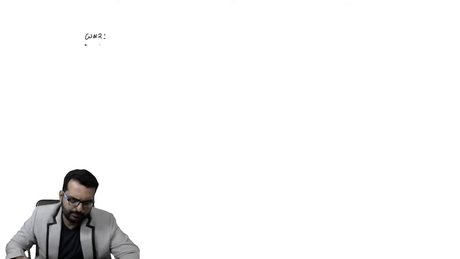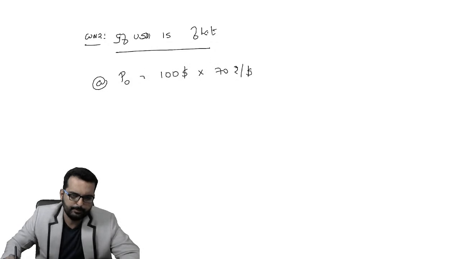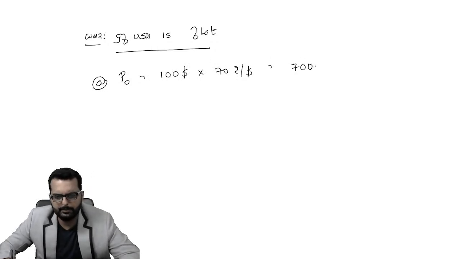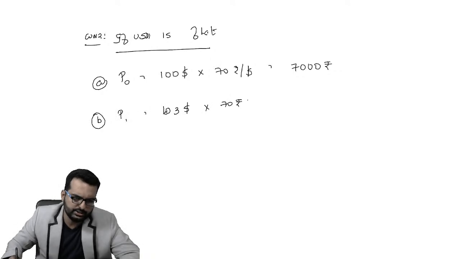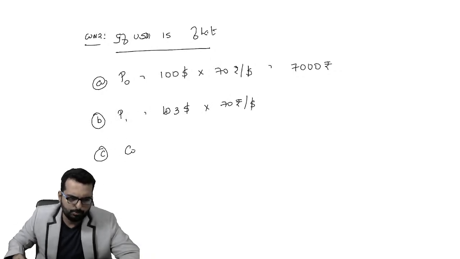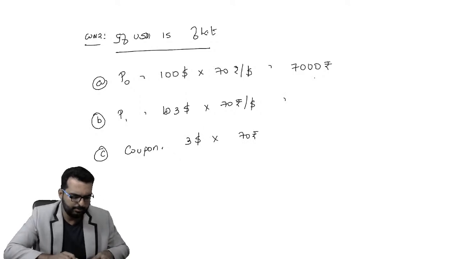So now I'll write down over here the next working note. If USD is flat, my P0 would be $100 into 70, which would turn out to be 7,000 rupees. My P1 would be $103 into 70, no change. And my coupon will also be $3 into 70.